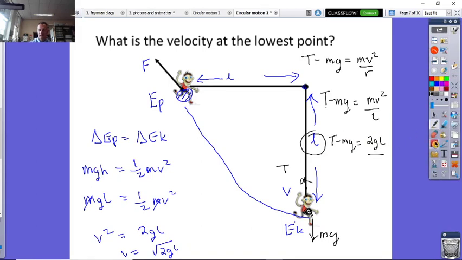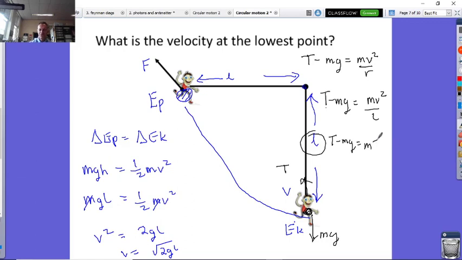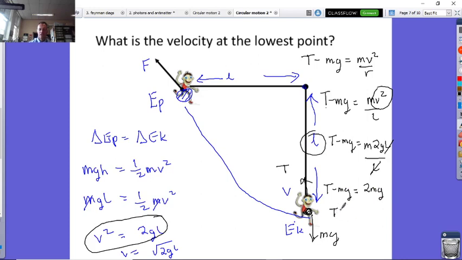Therefore, T minus mg equals m multiplied by 2gL over L. I missed off an m, but you knew that. All I'm doing is taking v squared and putting in that value of 2gL. Now, look what happens. The L's cancel straight away. Now I can rewrite it as T minus mg equals 2mg. And if you rearrange it, T is actually equal to 3mg.